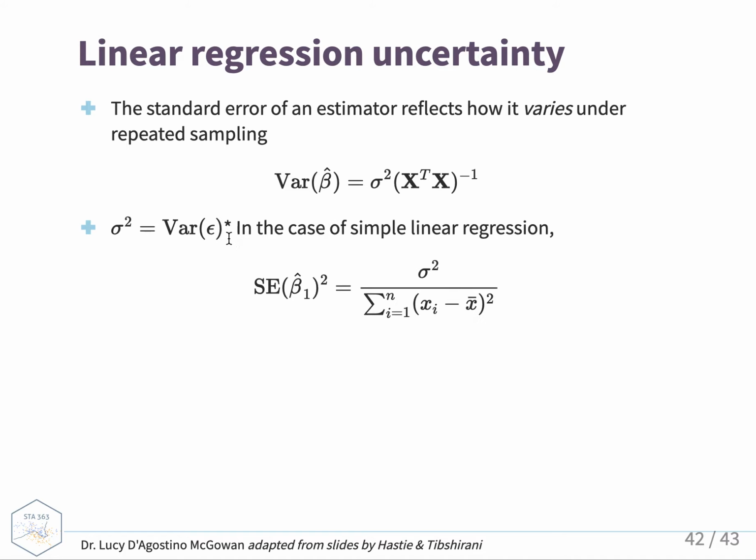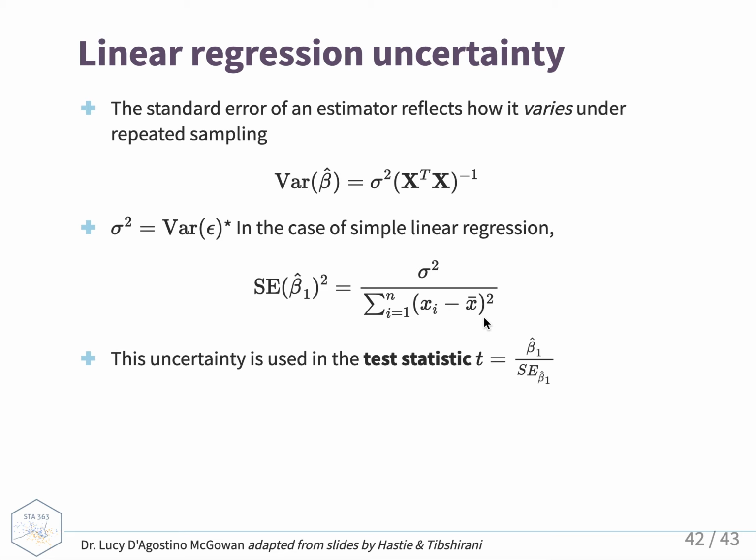And in the case of simple linear regression, the standard error of beta hat 1, and so that's going to be just the slope, or the standard error squared, so this is the variance of the slope, is going to be equal to sigma squared divided by the sum of (xi minus x bar) squared.